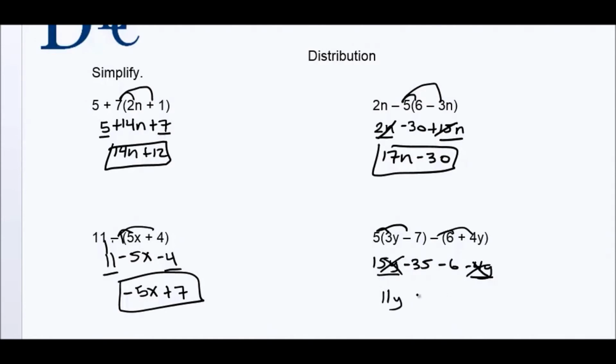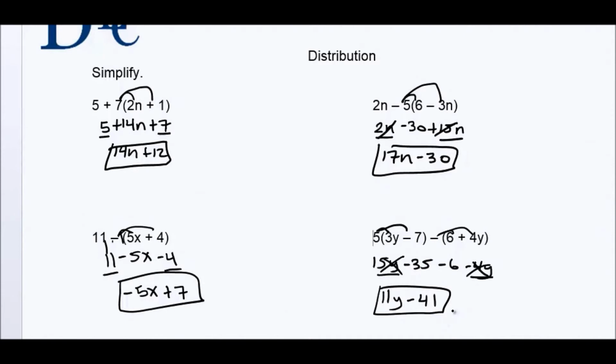We could go ahead and cross out those terms so that you won't get confused. Negative 35 and a negative 6. I owe $35. I owe $6. Altogether, I owe $41. And that's it. I can't do anything else. So it's 11y minus 41, and I'm done with that.